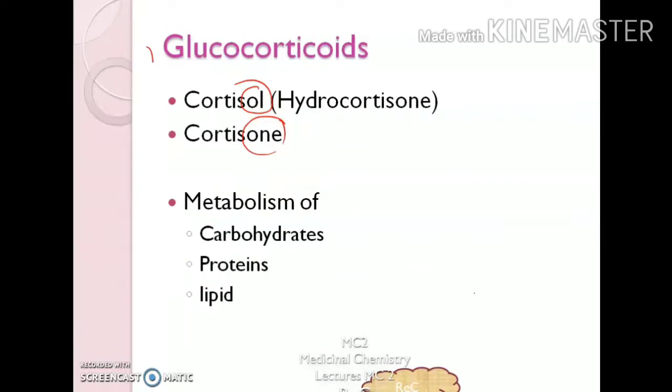So coming to the first class of corticosteroids, that is glucocorticoids. There are two important glucocorticoid hormones. One is cortisol, SOL, where OL refers to the alcohol group, the hydroxy group, that is hydrocortisone. And the second one is cortisone, ONE stands for ketone. So cortisol and cortisone are the two important glucocorticoids.